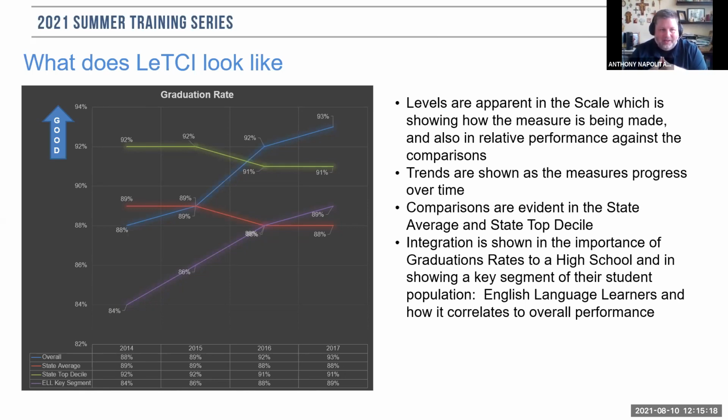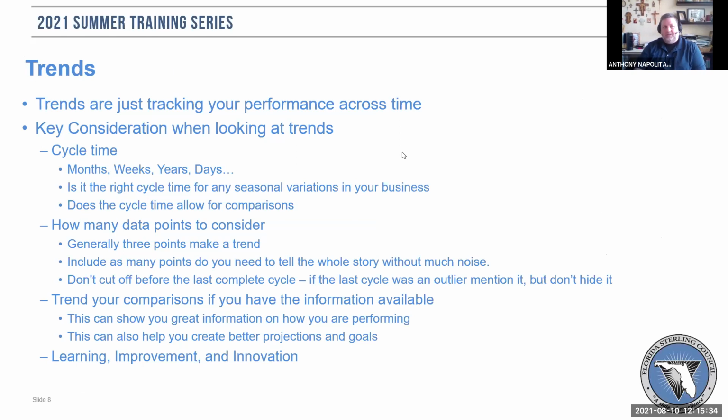Now, the hard stuff is figuring out what a relevant comparison is. The hard part is figuring out what data segments you need to look at, how important this is, and how it interacts with other pieces. So we're going to go a little bit into all these pieces today. First up, trends. Trends are just tracking your performance across time.